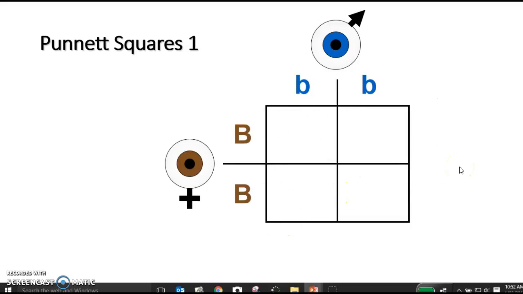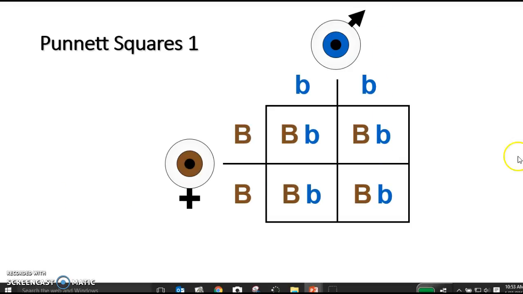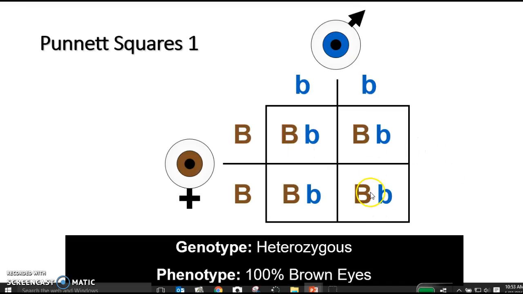Now we work this like we work a multiplication table. The brown B's go into each of these boxes, the blue b's come down. So let me show you. Big B goes over, little b goes in. Big B goes over, little b drops down. Big B comes over, little b goes down. Big B comes over, little b comes down. What we see here are the four possibilities of what the kids could be. In this case it is what they will be, because we have 100% heterozygous or hybrid, and all kids will show brown eyes.